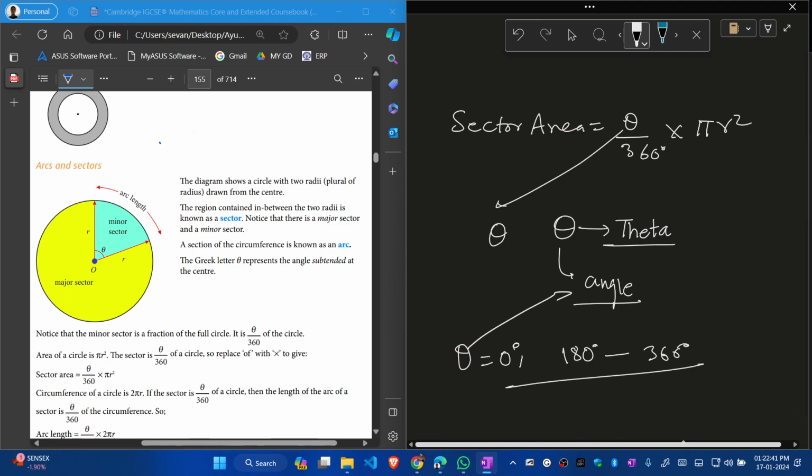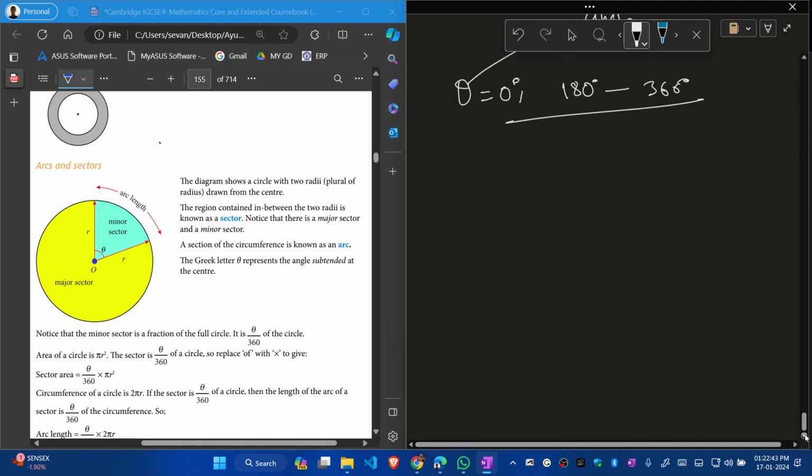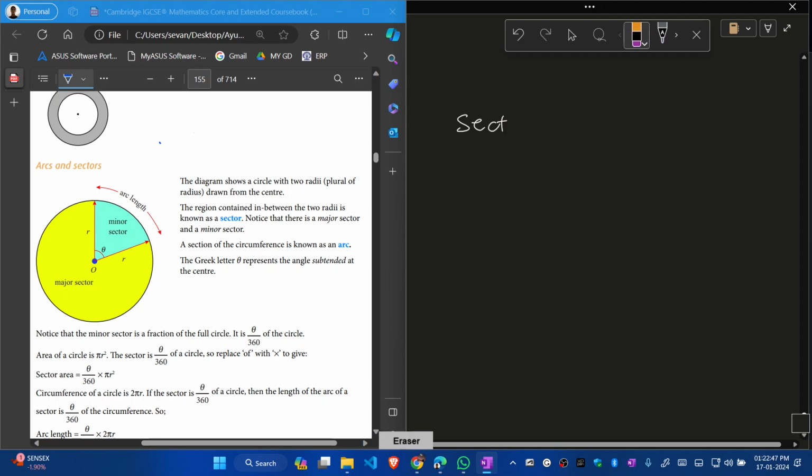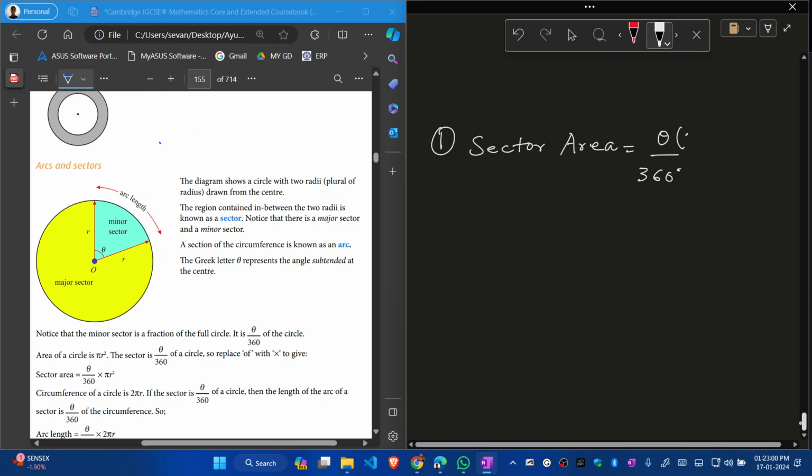So I am explaining two formulas. What are the two formulas? First one is sector area. Sector area is theta over 360 degrees. I should write theta here so that you know what I am saying. So theta over 360 into pi r square.